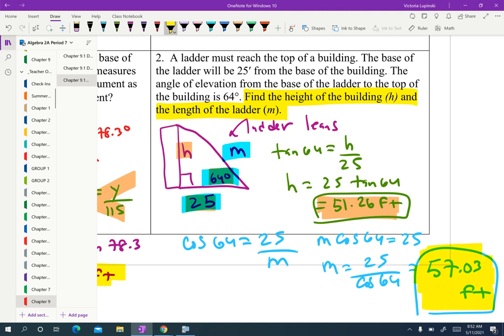Remember, in this case, the ladder is the length of the diagonal, which should always be the longest side of the triangle. So for your homework tonight, be sure to round to 2 decimal places and use your favorite graphing utility.